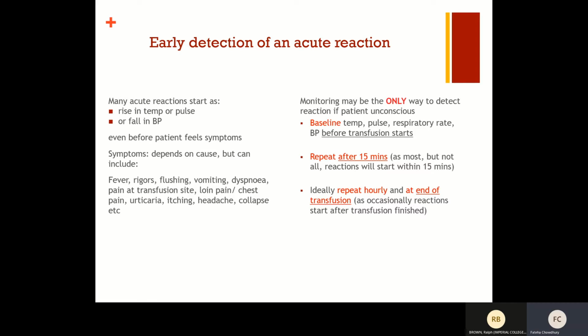So it's important that we do that 15-minute observation, and then ideally we should repeat the observations hourly and then at the end of the transfusion, because there are some reactions that occur after the transfusion is completed. And if you do have a patient who's having changes in their observations or has developed symptoms, it's really important to get urgent review of the patient.